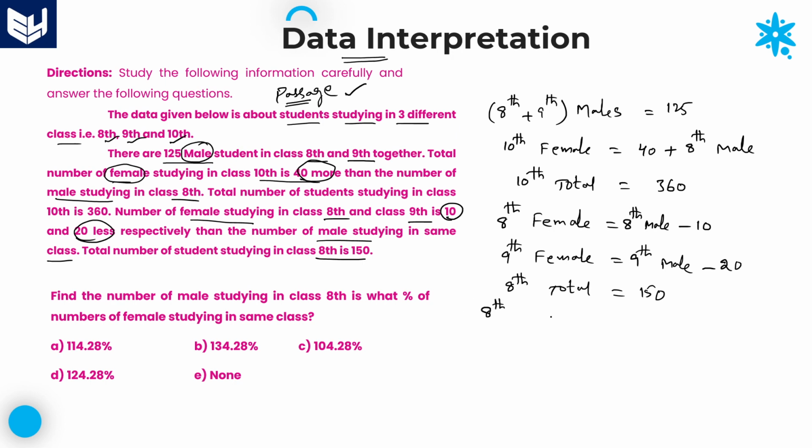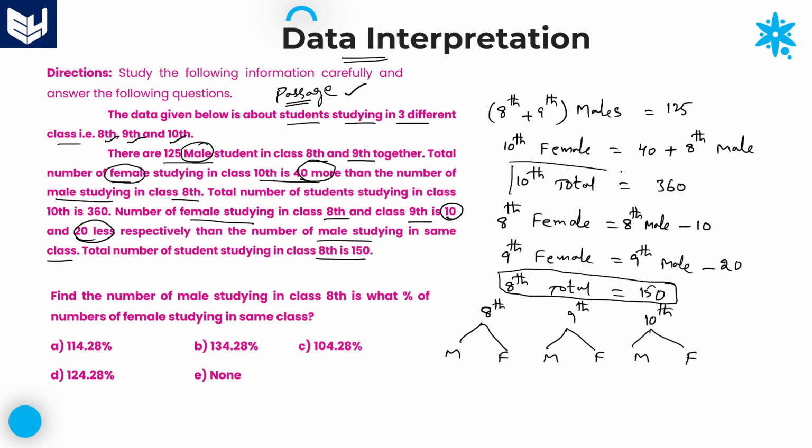I am just taking these entire three classes, class 8, class 9, class 10. Now I am splitting them into two parts, males and females. Here two total values are given: one is class 8 total and one is class 10 total. Class 8 total is 150. Class 10 total is 360.